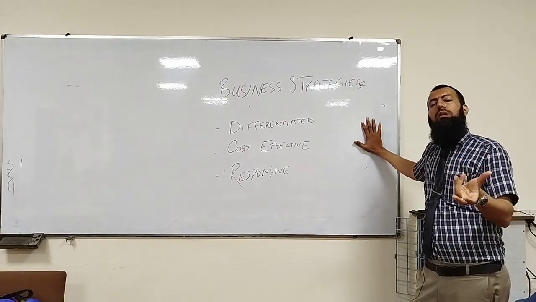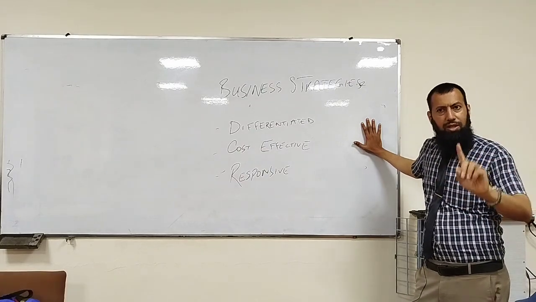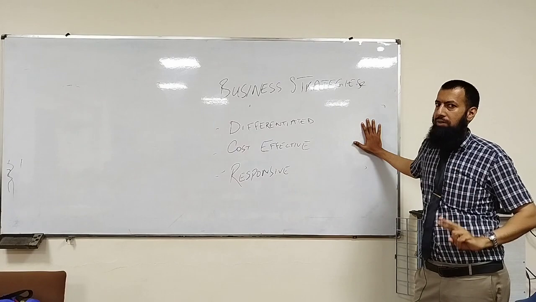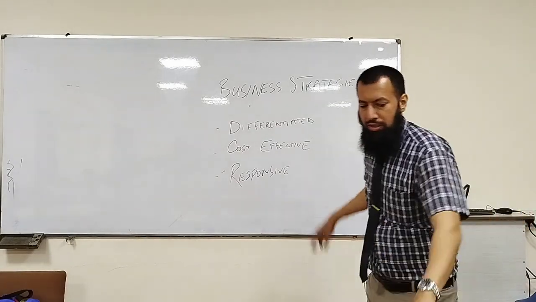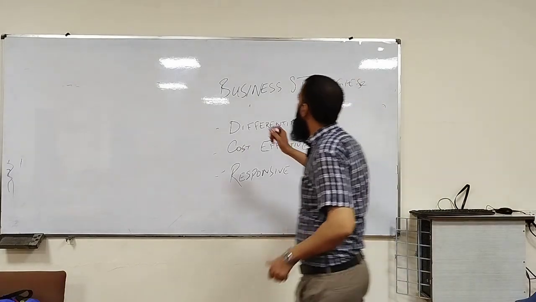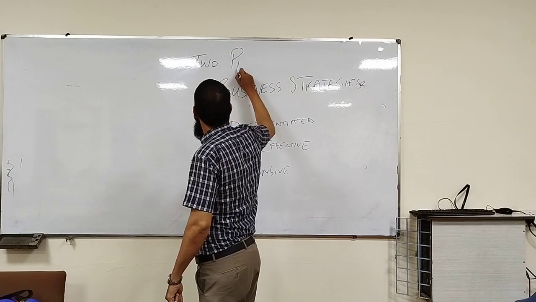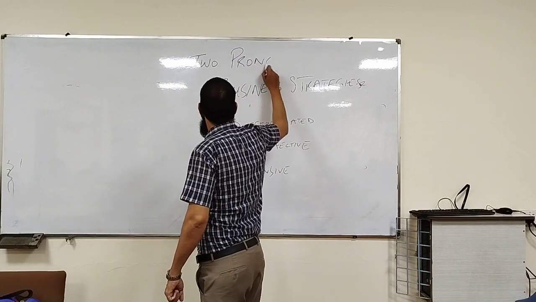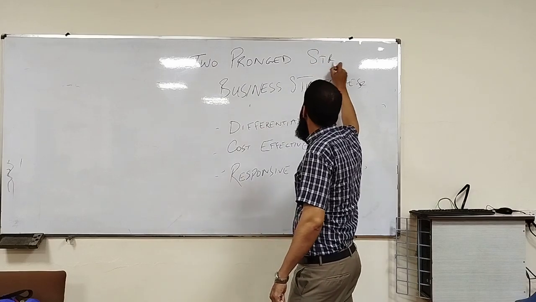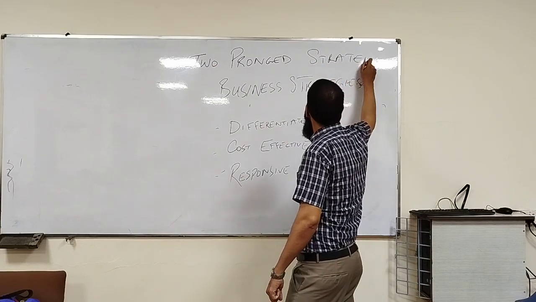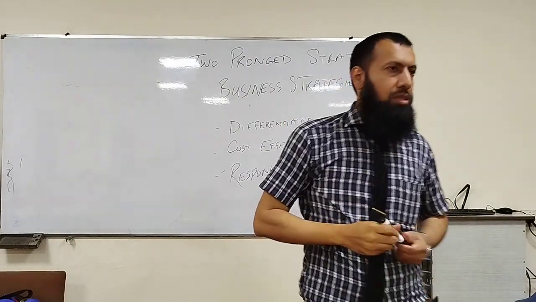So you see, companies are managing the expectation of the customer through multiple strategies as well. That is called two-pronged strategy. Write down, we have two-pronged strategy. Okay? Why? Because they cannot compete without this.